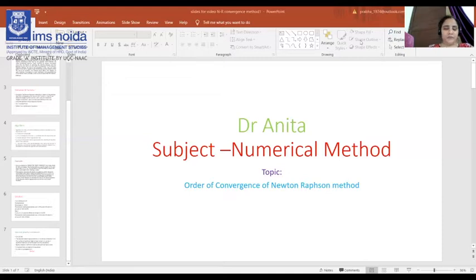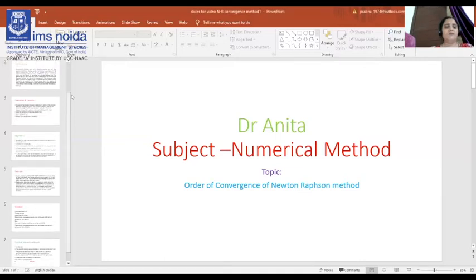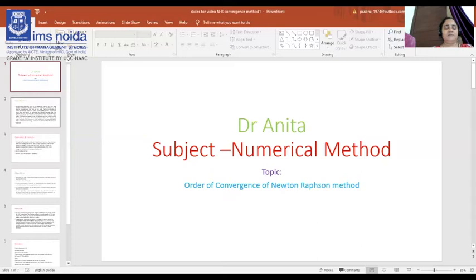So now today we'll discuss some problems and what is the meaning of convergence of a method. Then you will say what is the order of convergence. Then we'll discuss the order of convergence of Newton-Raphson method. What is the meaning of convergence? When the steps cease to find the roots of the equation, you have reached the root of the equation, that is your output.